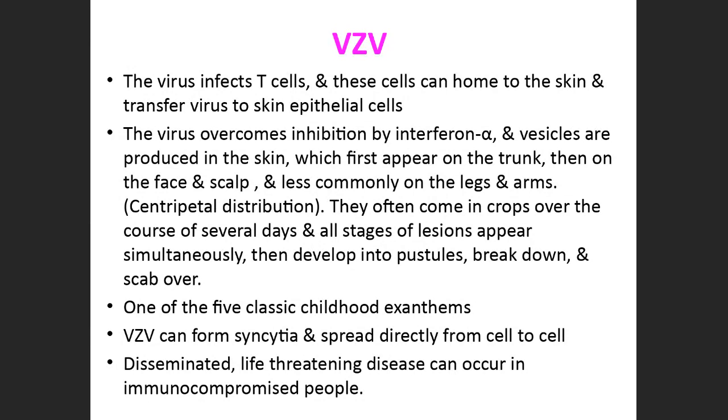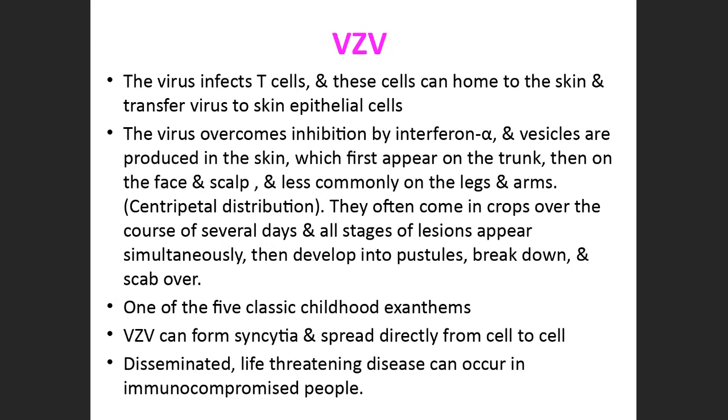It is known as basically centripetal distribution. How do these lesions appear? They are like crops. All the stages of lesions you can see at the same time. Cluster of lesions appear. So like crops, they grow for several days. Then they develop into pustules, and then they break down, scab over, and heal. And this is one of the 5 classic childhood exanthems.